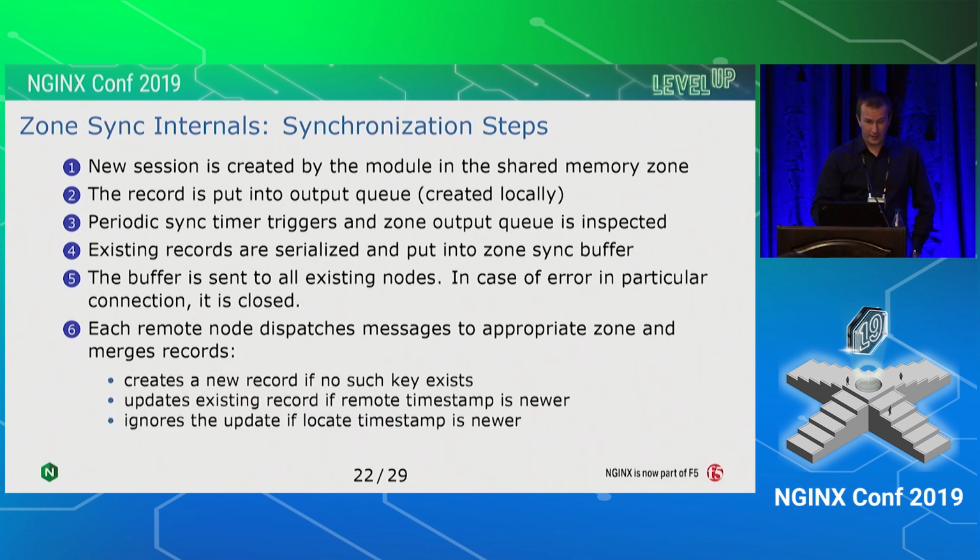And since each message has a key, there can be three outputs. We can create a new record if no such key exists. Or we can update an existing record if the remote timestamp is newer. And the last output can be that we will ignore the update if our local data is newer.